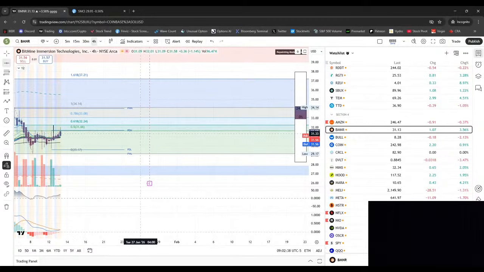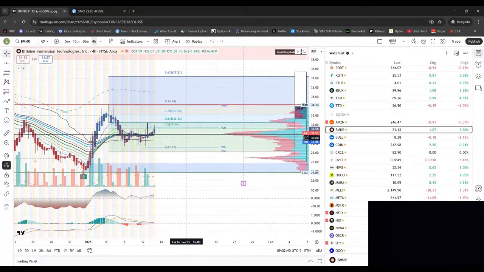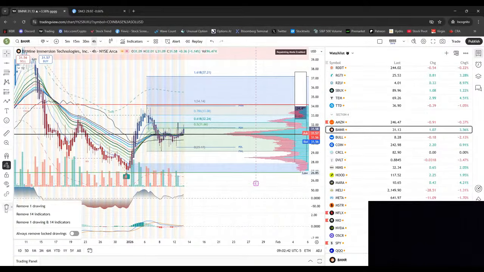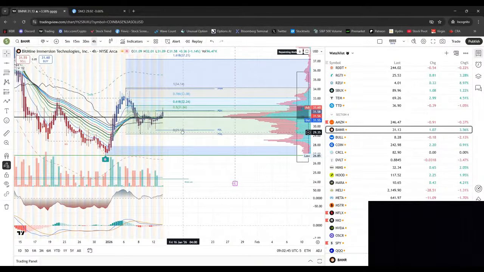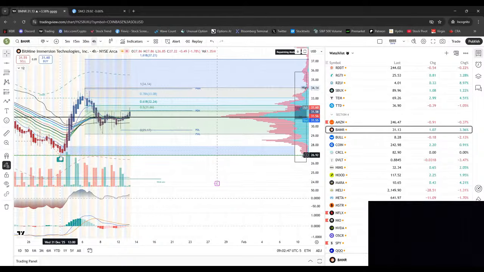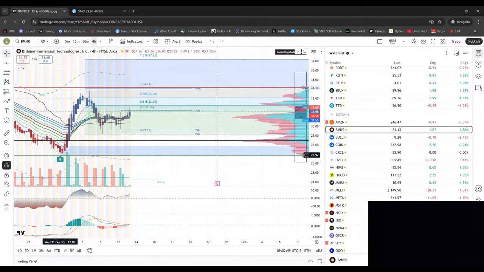Moving forward to BMNR. What's going on with BMNR? BMNR is bullish and waiting for a breakout along with Ethereum. Where is the breakout coming from? If you look at this, this was the ultimate low right here on the 31st of December. Then the price started marking higher candles right here.